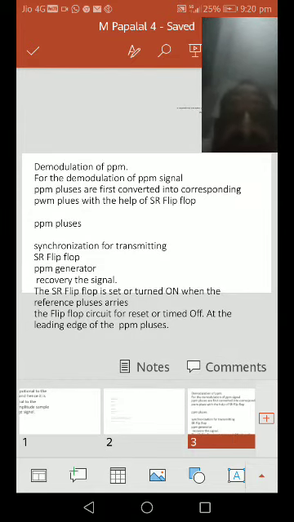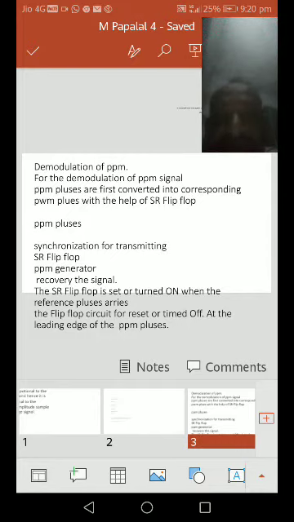Then we come to demodulation of pulse position modulation. The received pulses are given to a decoder. The decoder first converts the pulse position into the corresponding pulse width modulation pulses with the help of an SR flip-flop, which has set and reset inputs. A flip-flop stores one bit at a time, so we store the 1-bit data from each pulse.